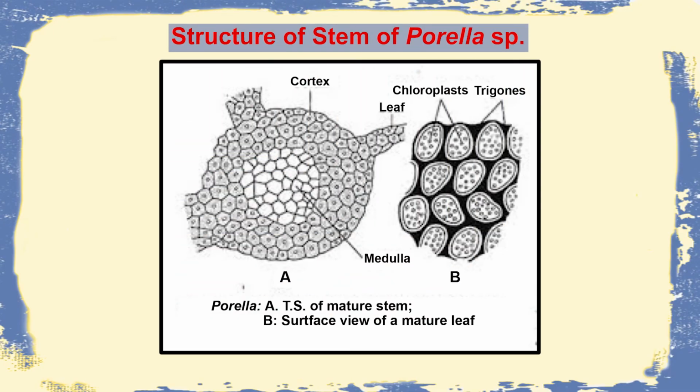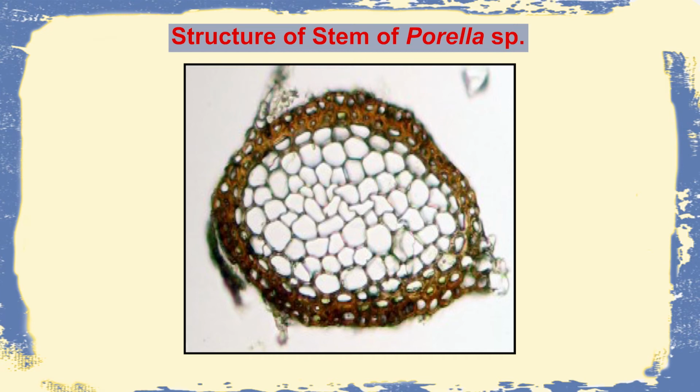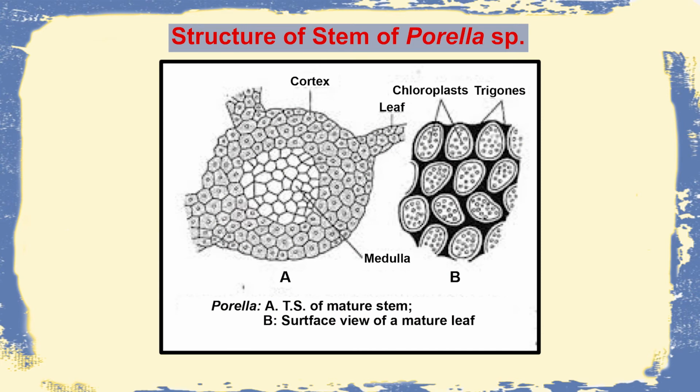The structure of the stem of Porella is basically subdivided into 2 zones, the medulla, which is present in the center, and surrounding the medulla is the cortex. They are not highly differentiated, but only the epidermal cells in this case surround the parenchymal cells. And when we see the section of the mature leaf, as already discussed, it consists of chloroplasts followed by the trigones, which are cell wall thickenings.